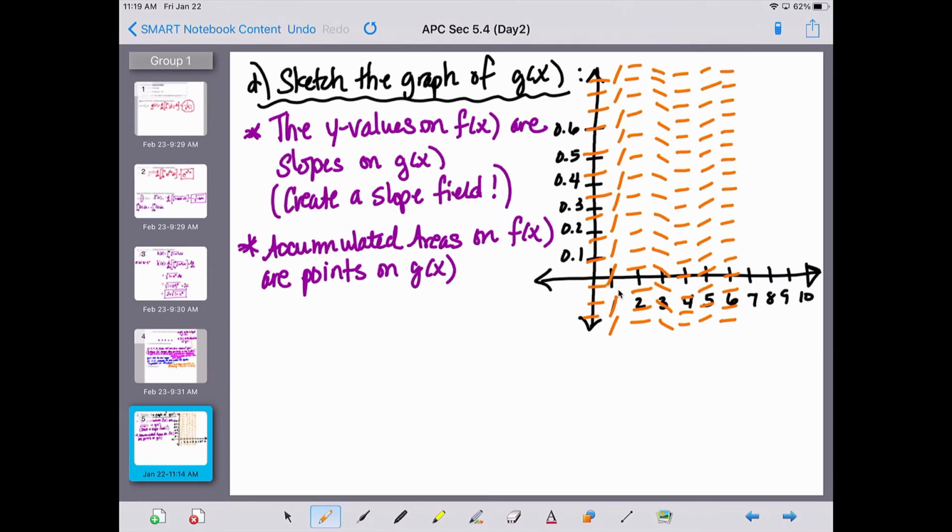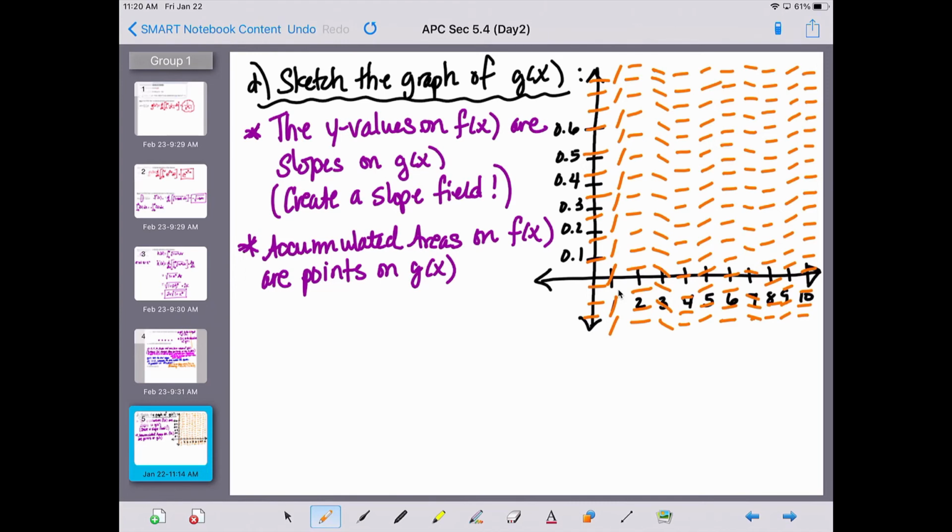When x is 7, my y value is negative 0.1 again. When x is 8, my y value is 0. When x is 9, my y value is positive 0.1. And then finally, when x is 10, I am back to 0. Okay, so I have a great slope field drawn here.